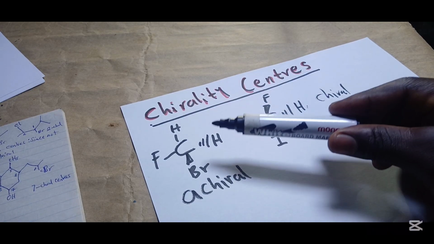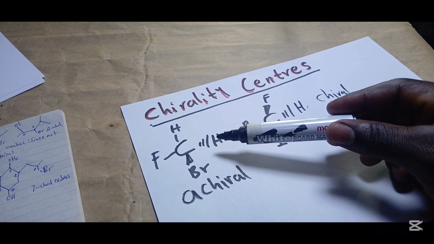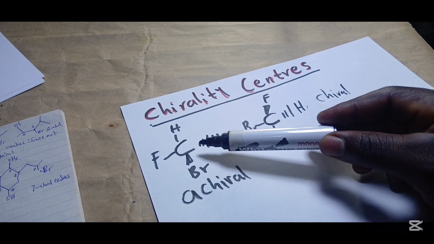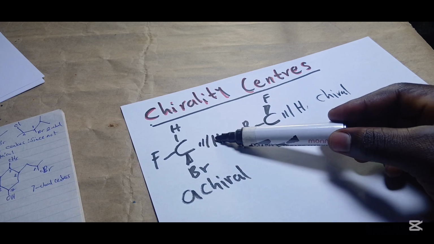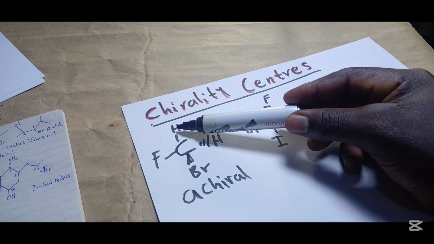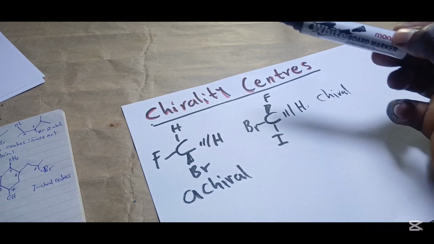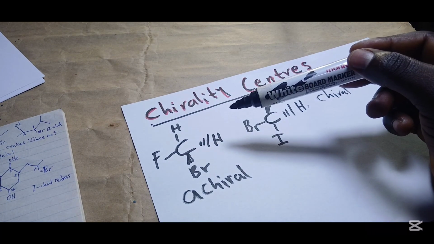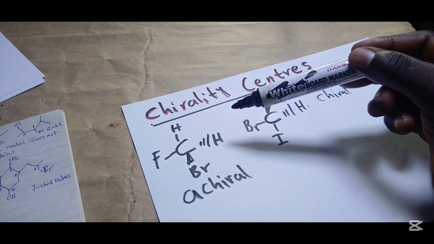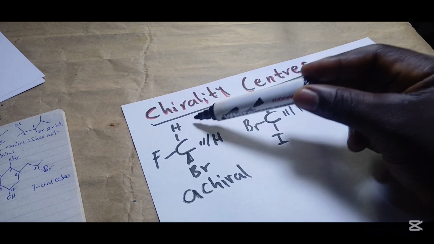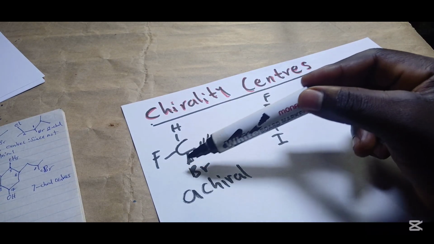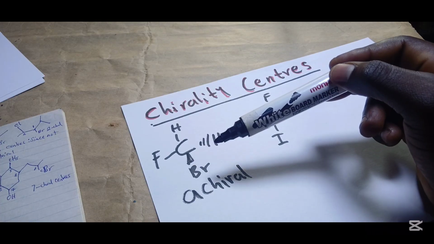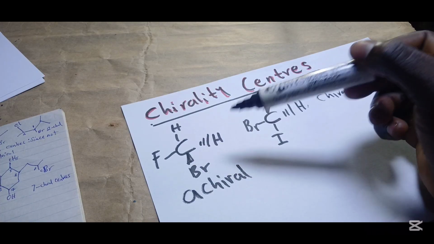Looking at this carbon too, is it chiral or achiral? Well, we have bromine attached to it, hydrogen here, and then hydrogen here, and then fluorine here. So it has four groups attached to it, but they are not all different. We have hydrogen repeating, so this carbon ceases to be a chiral carbon, and therefore it is achiral.